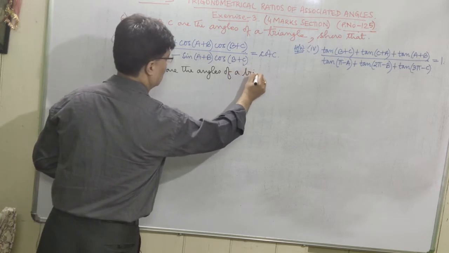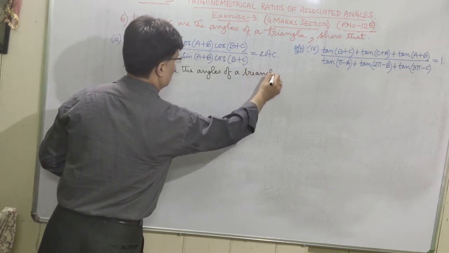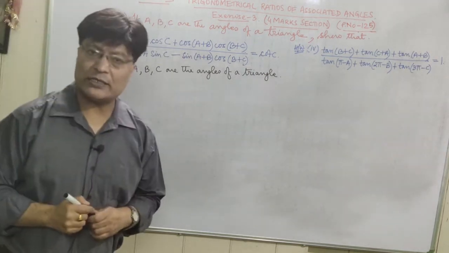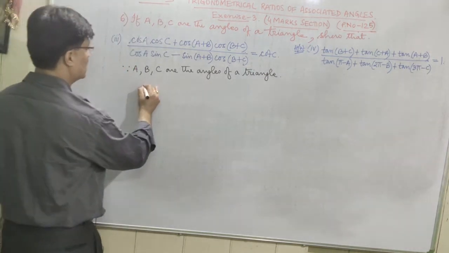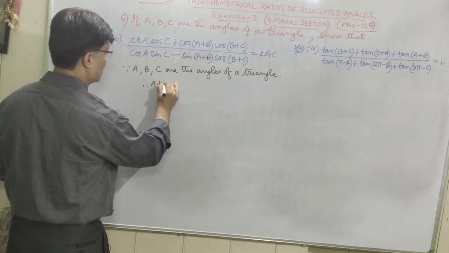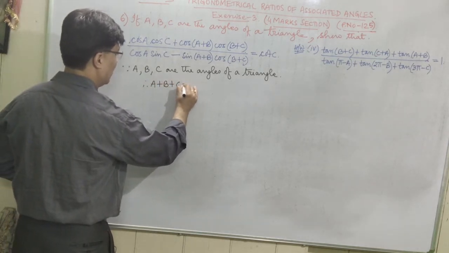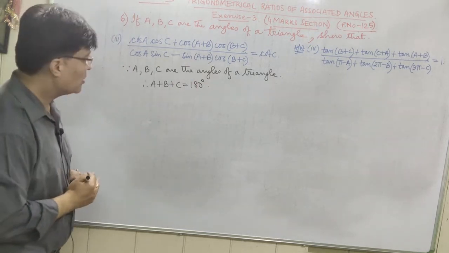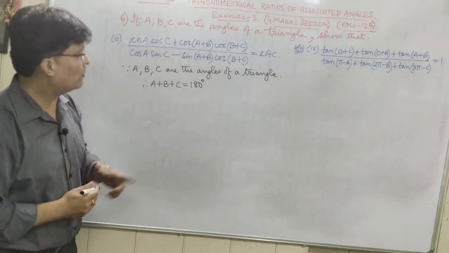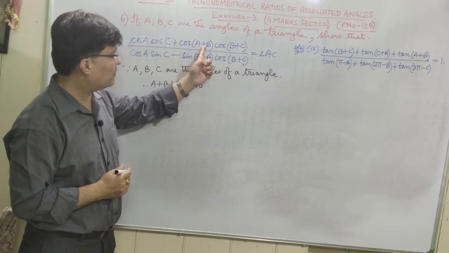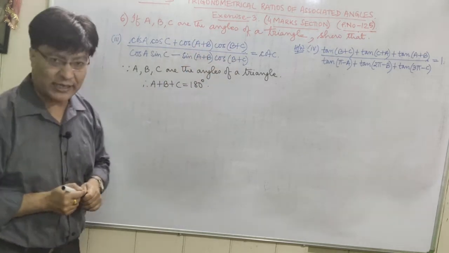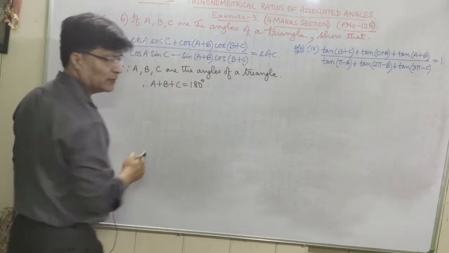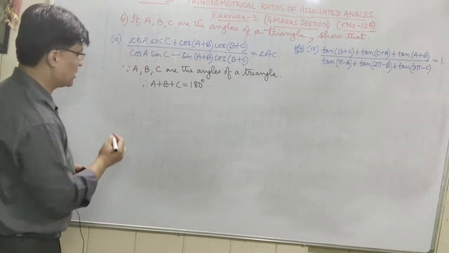Are the angles of a triangle. Okay. So what can you write from here? That is, the sum of the three angles is equal to 180 degrees. So A plus B plus C is equal to 180 degrees. So from here you have to get the values of both A plus B as well as B plus C. So here we have A plus B, here we have B plus C. Get the value of both these expressions.